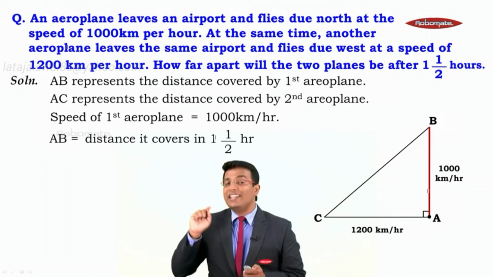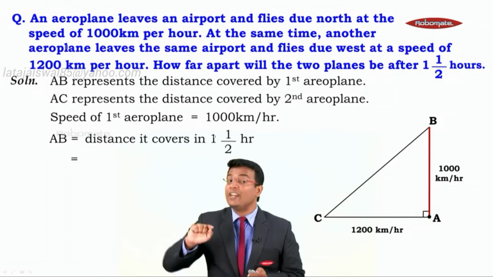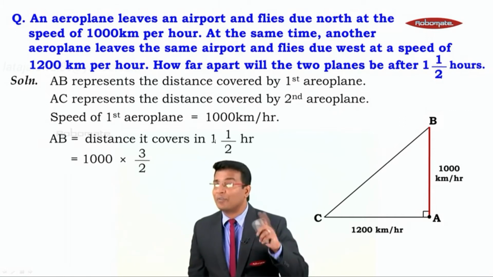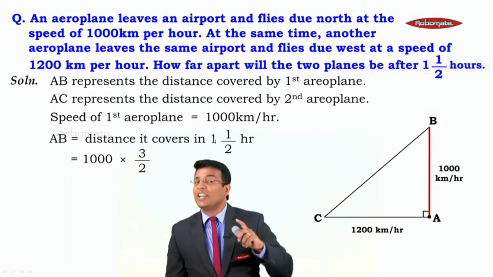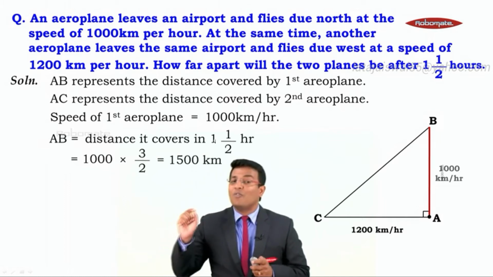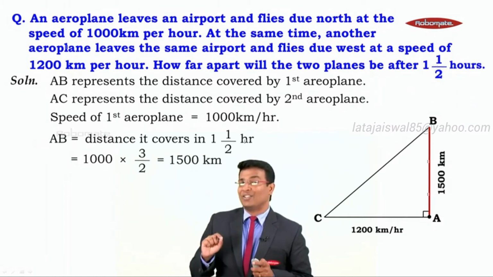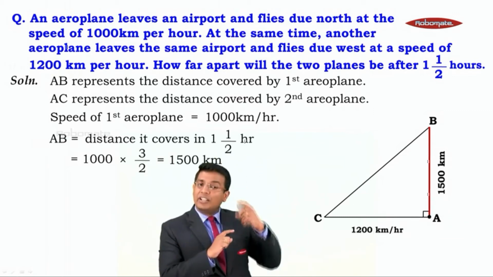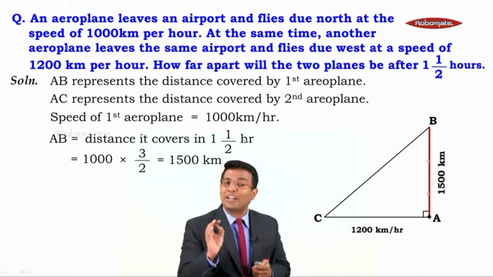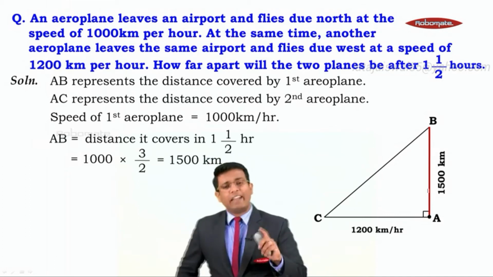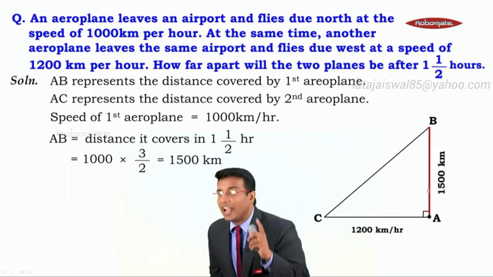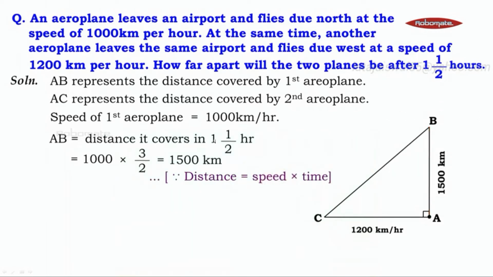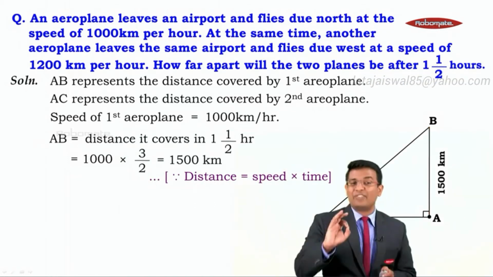And we know that distance is nothing but speed into time. That is, speed is 1000 into time 1.5, which as a proper fraction will become 3/2. Now when we do the cancellation, we get 1500 km. That means the length of AB is 1500 km. In the same way, can we find the length of AC? We did this because we know that distance is equal to speed into time. Now, we want the length of AC.